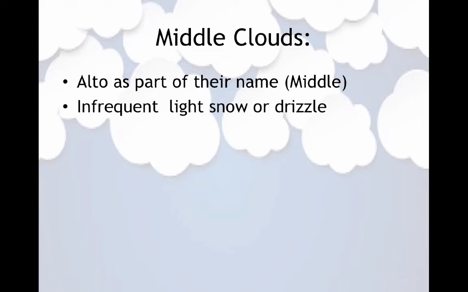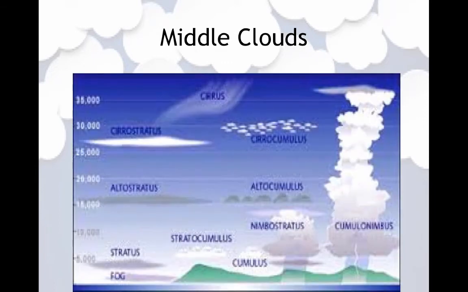These often produce infrequent light snow or drizzle. There's a couple different types of these as well. We have our altostratus clouds, so our middle flat clouds, and our altocumulus clouds, or our middle billowy clouds. Our altostratus clouds over here are usually large and dense. It's a sheet covering the sky, and these are the ones that are going to produce drizzle or light snow.